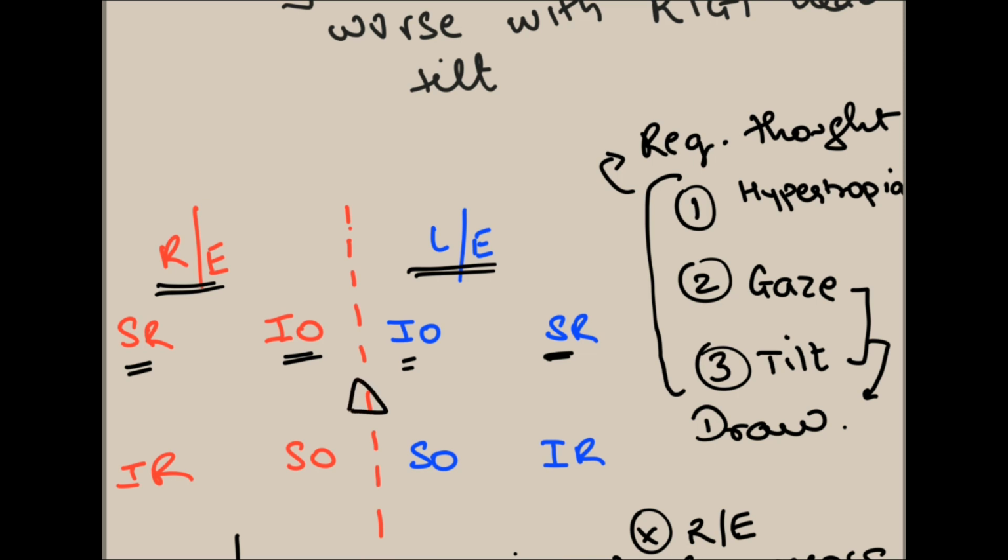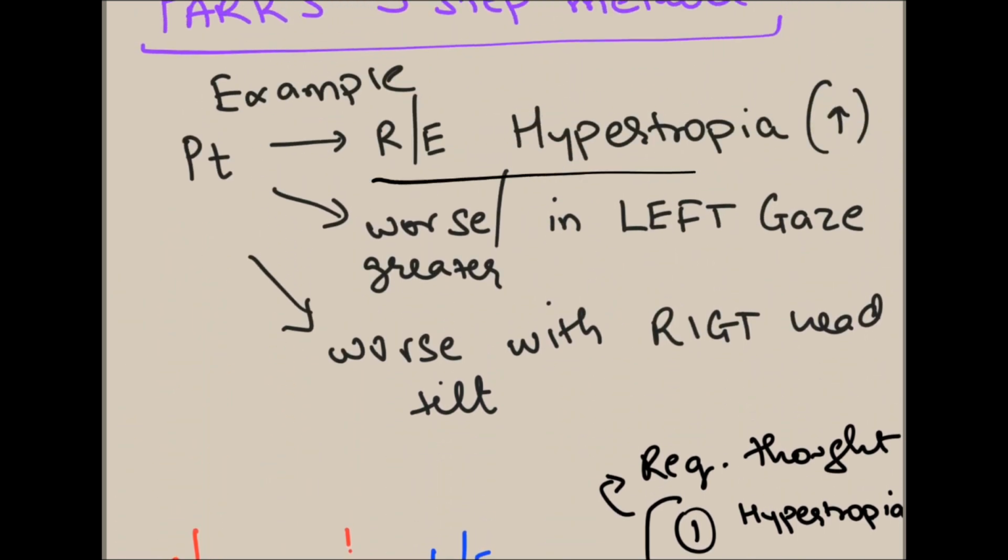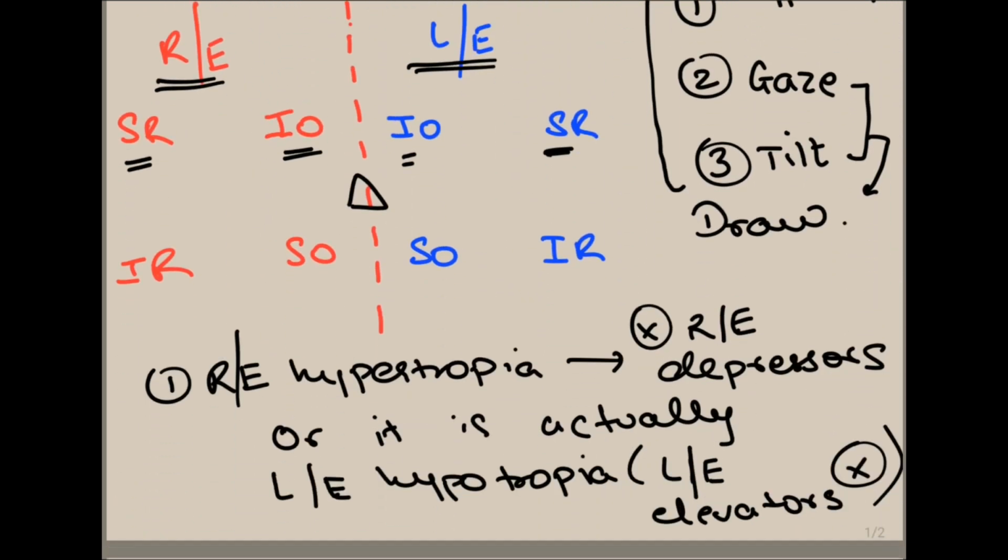Okay. So we are going to approach this question now. This patient has come with a right eye hypertropia. So right eye hypertropia, that means that either there is a paresis of the right eye depressors, or it is actually a left eye hypotropia, which is manifesting as a relative right eye hypertropia, and that means that the left eye elevators are paretic. So either the right eye depressors or the left eye elevators are paretic in this case.